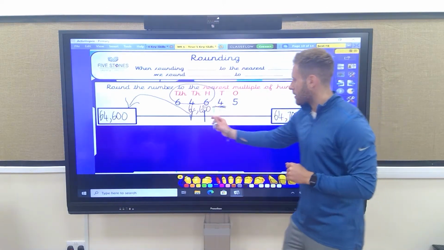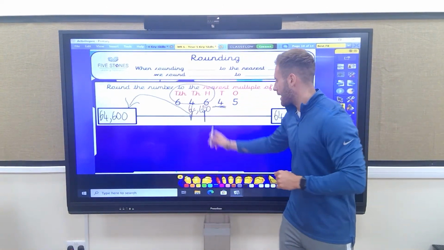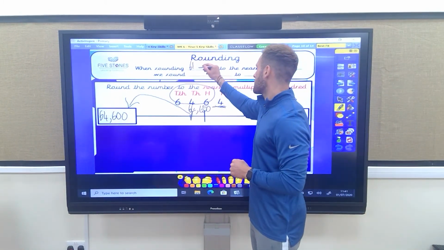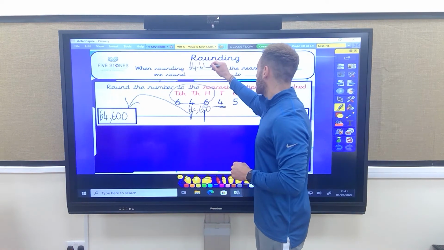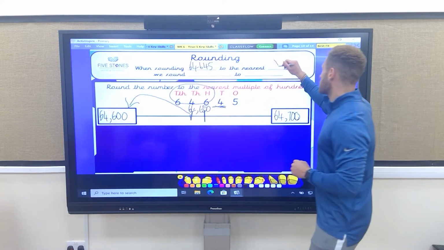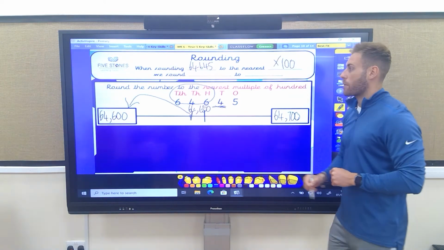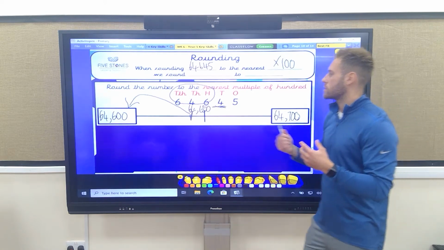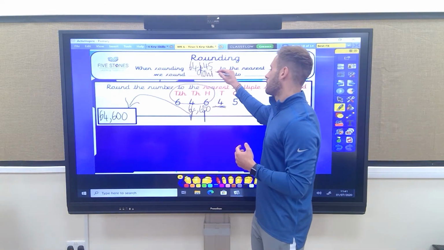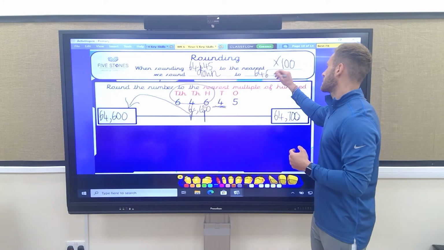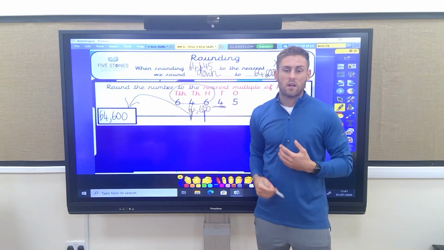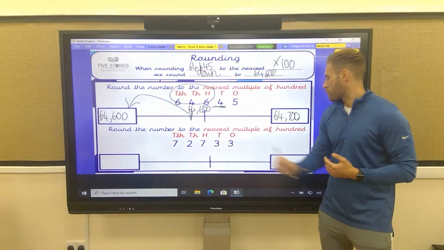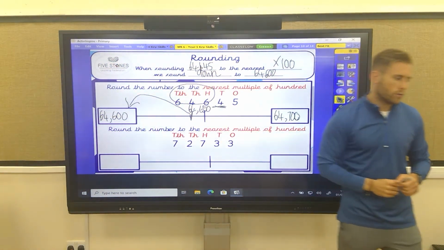round down, because anything on this side of the number line needs to go down. Anything from the midpoint onwards, we need to round up. So when rounding 64,645 to the nearest multiple of 100, remember we could round this number to many different multiples. We round down to 64,600 because we're closer to it. Get to the closest multiple. Now, pause the screen, round to the nearest multiple of 100, off you go.